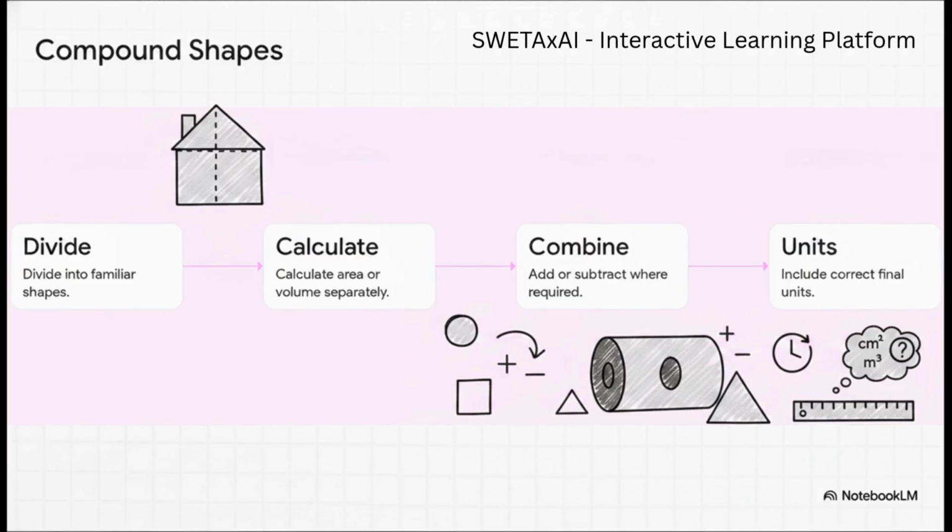Step 1. Divide the compound shape into familiar, simple shapes. Just chop that house shape into a rectangle and a triangle. Step 2. Calculate each area or volume separately using those standard formulas we just reviewed. Step 3. Add or subtract these values where required. Like if there's a hole drilled through a cylinder, calculate the cylinder volume and just subtract the volume of the hole. Easy. Step 4. Always include the correct final units. Honestly, even the most insanely complex mensuration problems can be effortlessly broken down using just these 4 steps.